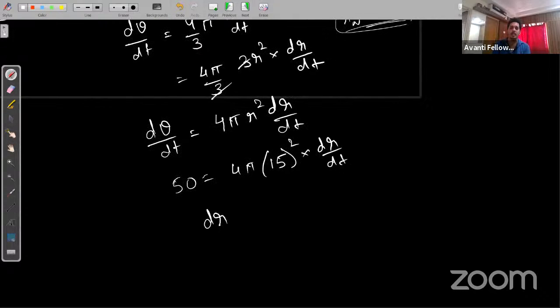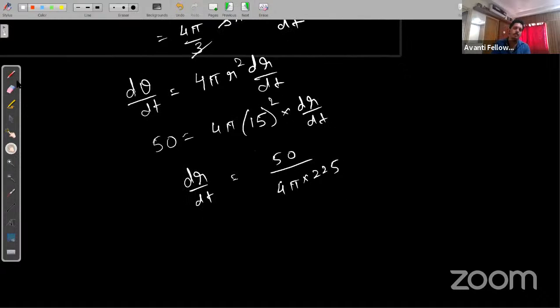So finally dr by dt is equal to 50 by 4 pi into 225. How much is it? With 25 I can do it, right? 25 twos are 50 and 25 nines are 225. So it is 2 ones and 2 twos. What is the ultimate? It is 1 by 18 pi. You got dr by dt.